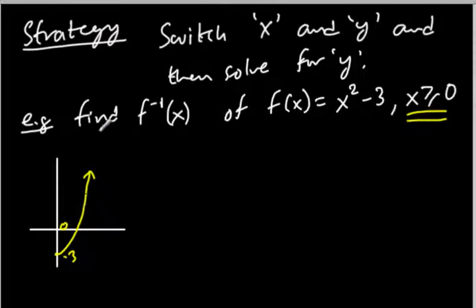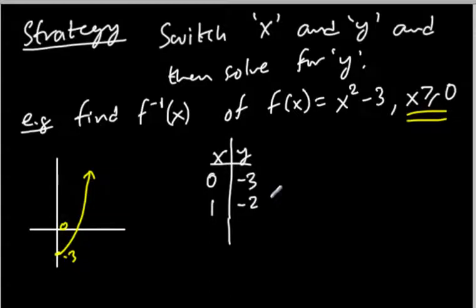Basically, what we did graphically was take some points and switch them. So let's find some coordinates based on this equation. If I have x and y, one point is 0, -3. If I plug in 1, 1 squared minus 3 is 1 minus 3, so if x is 1, y will be -2.